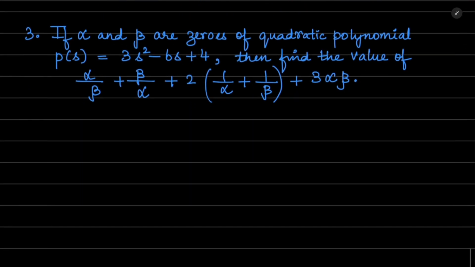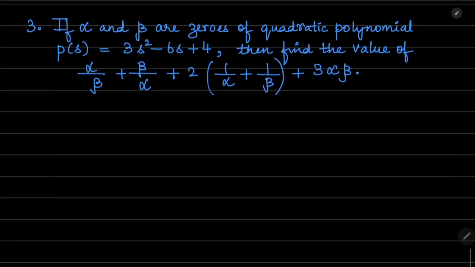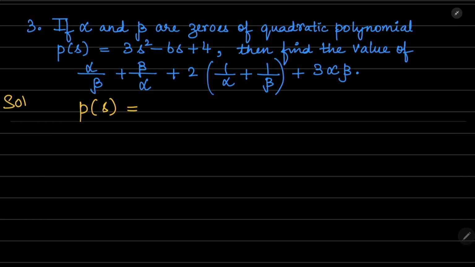Let's move on to the next question. If alpha and beta are the zeros of the quadratic polynomial P(s) = 3s² − 6s + 4, you have to find the value of this particular expression, which is in terms of the zeros, alpha and beta. Everywhere you have alpha, beta. The minute you are given this polynomial, let us calculate the sum of the zeros and the product of the zeros. So first let me write the given polynomial as it is.